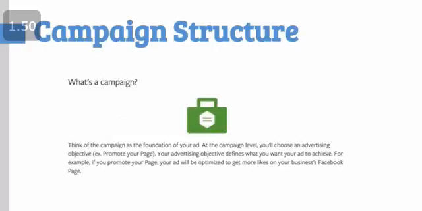So what's a campaign? This is a screenshot from inside of Facebook. Think of the campaign as the foundation of your ad set. At the campaign level, you'll choose an advertising objective. Example, promote your page. Your advertising objective defines what you want your ad to achieve. For example, if you promote your page, your ad will be optimized to get more likes on your business's Facebook page. Okay? So you are creating a campaign based around an objective, what you want to accomplish with that particular ad campaign that you're running.